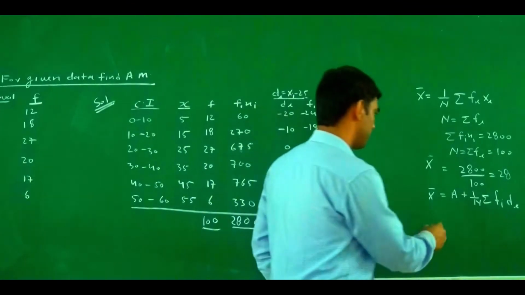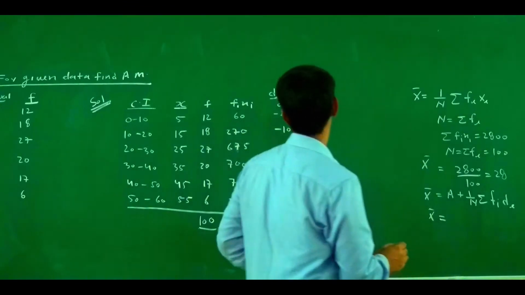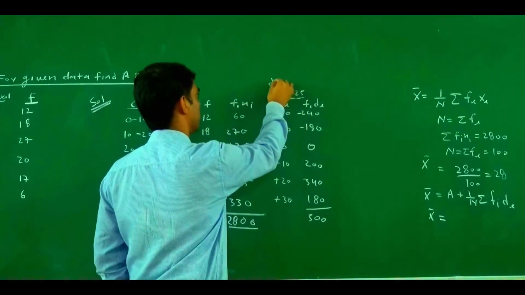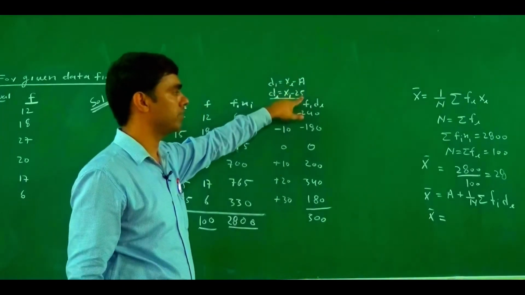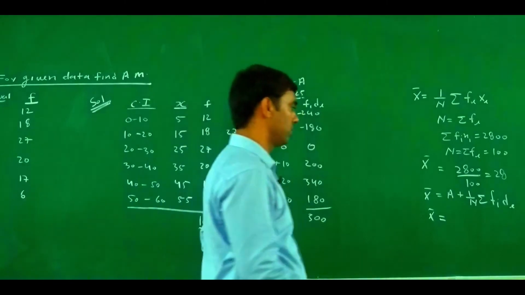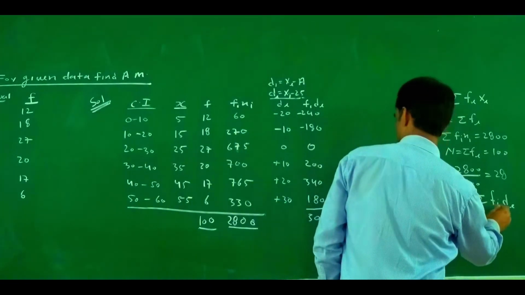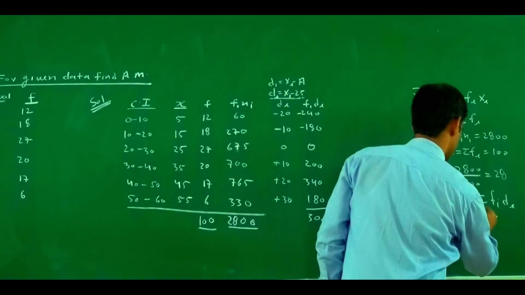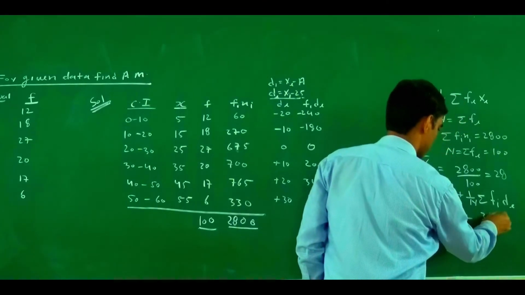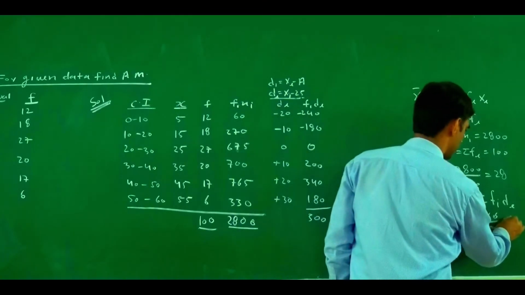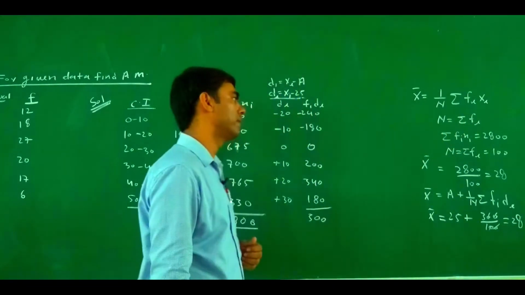So what is the value of x bar? Now x bar equals a plus... What is the value of a here? If we write di equal to xi minus a, so what is the value of a? Here we consider a equal to 25. So 25 plus 1 upon N, Σfidi is 300, divided by capital N which is 100. So this cancels out. What is the value? 25 plus 3, which is 28. Again the value of x bar becomes 28.